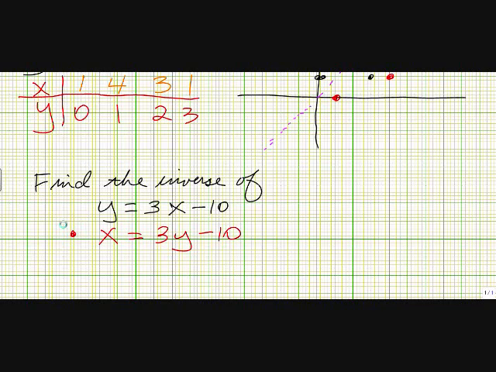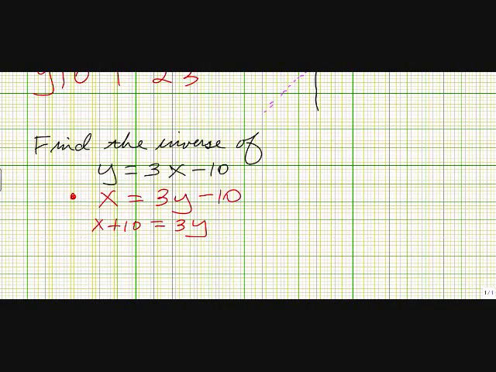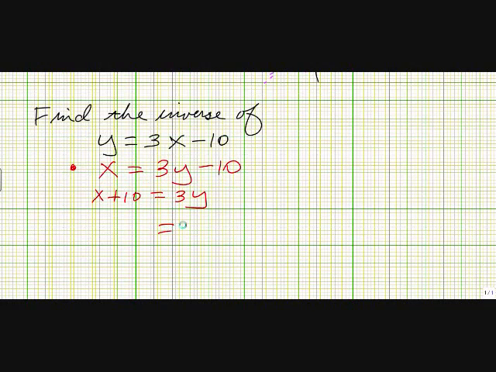And that equation is fine, but let me solve it for y, in case I need to graph it or something. So to solve this for y, first I'll add 10 to both sides, and I'll get x plus 10 equals 3y. Divide both sides by 3, and I'll get y equals x plus 10 divided by 3. So my inverse is y equals x plus 10 over 3.